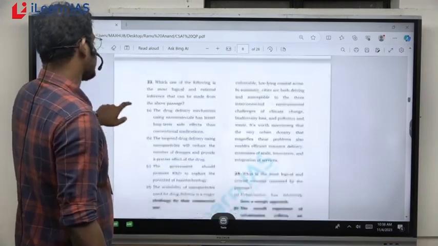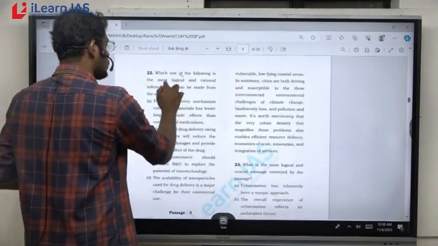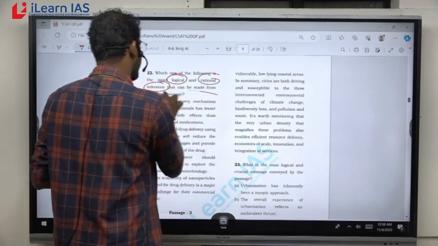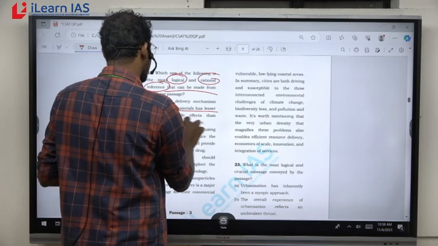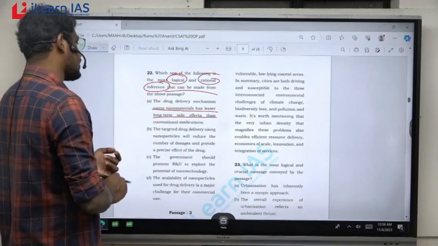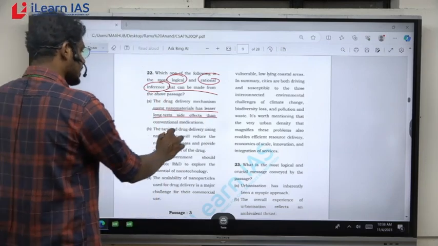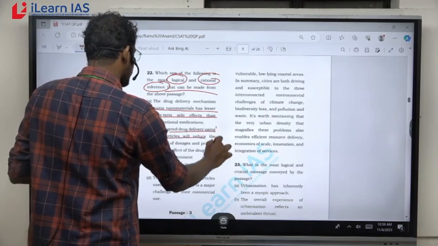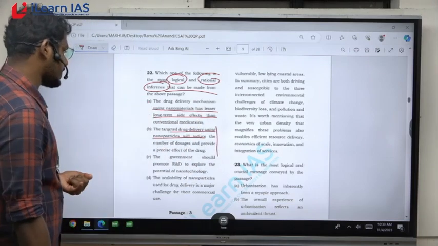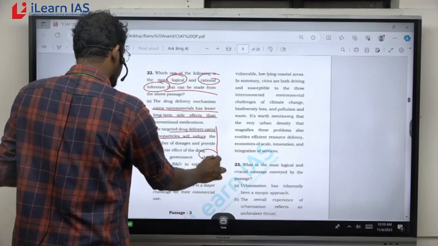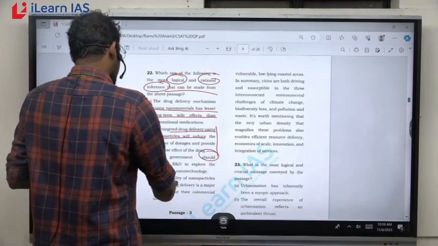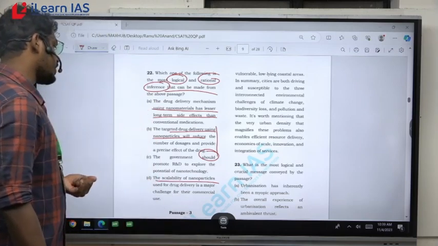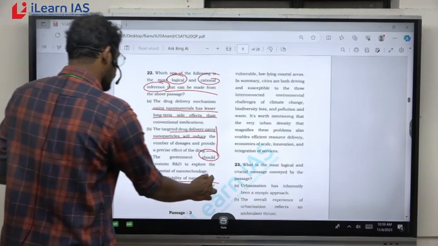The question reads, which one of the following is the most logical and rational inference that can be made from the passage? The drug delivery mechanism using nanomaterials has lesser long-term side effects than conventional medications. The targeted drug delivery using nanoparticles will reduce the number of dosages and provide precise effect of the drug. The government should promote R&D to explore the potential of nanotechnology. The scalability of nanoparticles used for drug delivery is a major challenge for its commercial use.